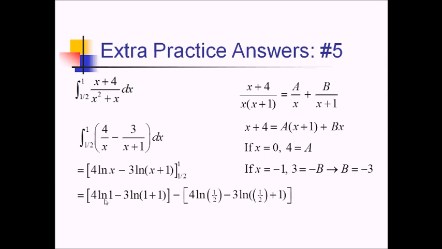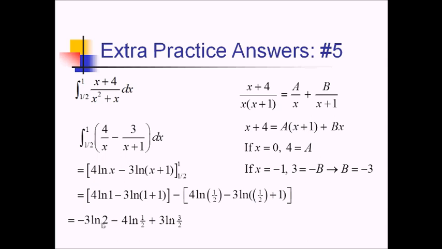So 4 ln of 1. Well, ln of 1 is 0. So this is just 0 for this first term. We have a minus 3 ln of 2. We're going to have to do something with that. Moving on now, this is minus 4 ln of 1/2. And over here, this is going to be minus, so plus 3 ln of 3/2 inside here.